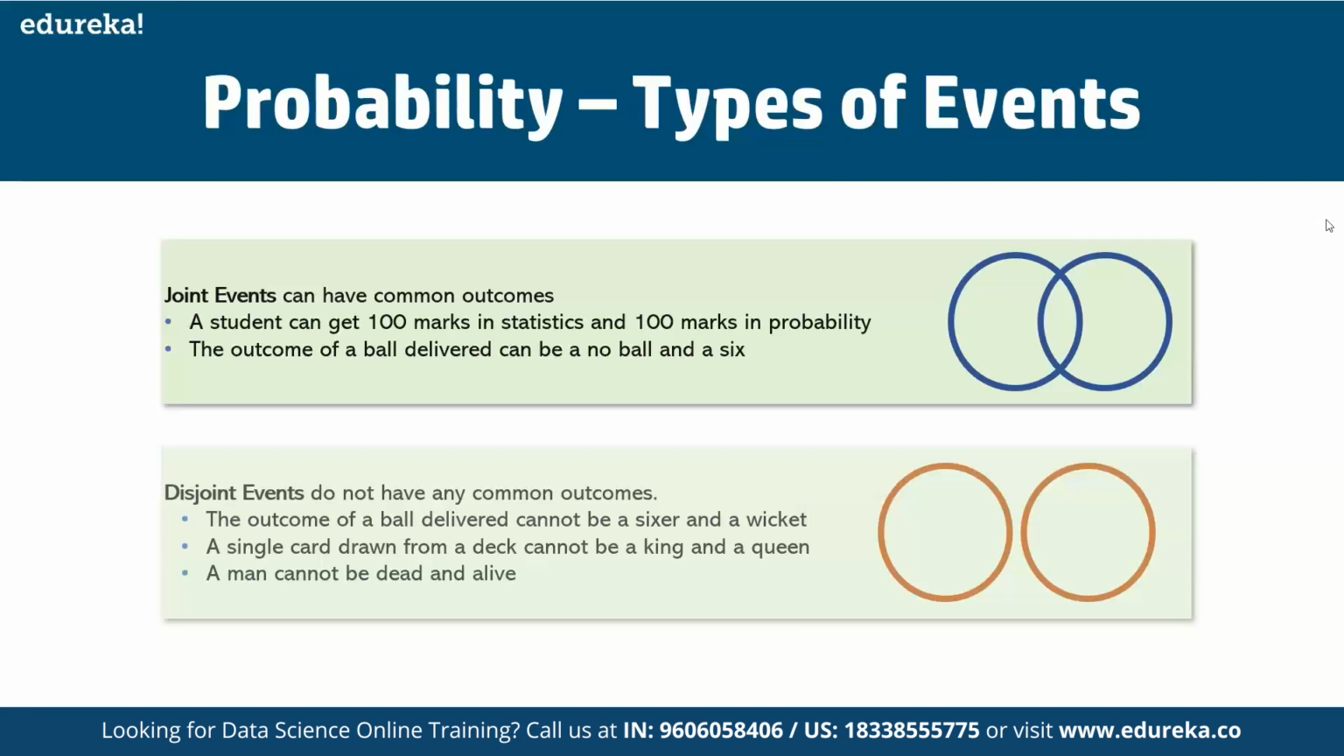Another example I can give you is, in a deck of cards, if I'm asking you to get a red and a 4. Can you get a red and a 4 on the same card? Yes, you can get. So that is called joint probability. What is disjoint? These two things can never happen at the same time. I want a card to be an A and a 4. That will never happen. A card can either be an A or it can be a 4. So this is not possible. So these are called disjoint events.